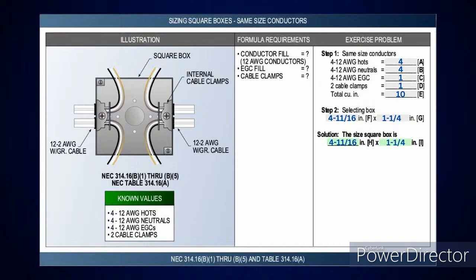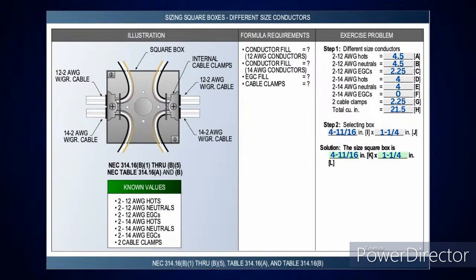Now, anybody that's watching this, you'll notice, have I changed my calculations any? No, it's just based on the total count and whether it's the same size or different size conductors. I'm still following the same format I started with. If I look here, the same thing happens. I've got different size conductors here. I've got number 12s and number 14s, and I've got two cable clamps. I'm just going to do the exact same thing here.